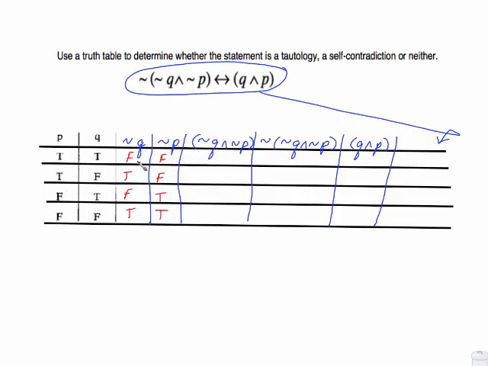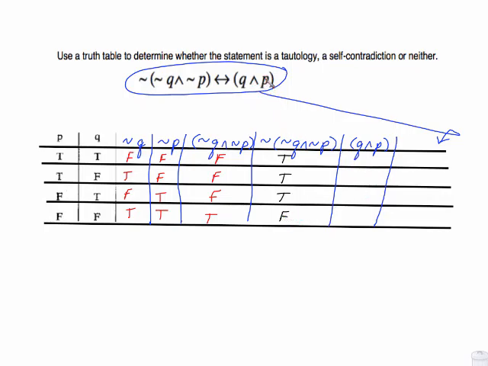Now I need to do these two columns using the connective and. The only time an and statement is true is if they're both true. So this is true, and these are all false. But I need the negation of that. That's what this is, the negation of this column right here. So negate all of that will give me true, true, true, false.